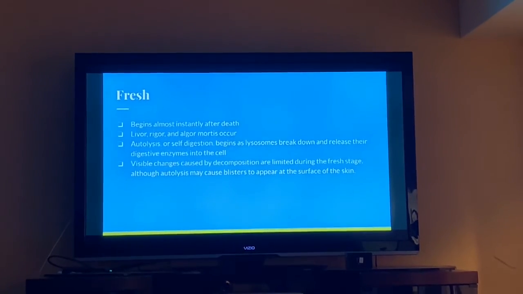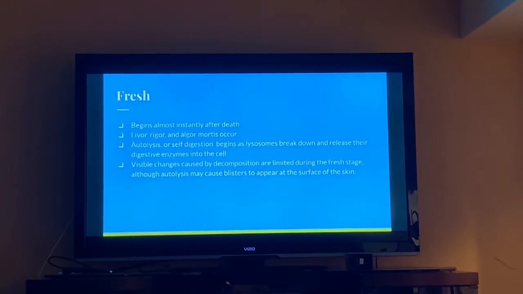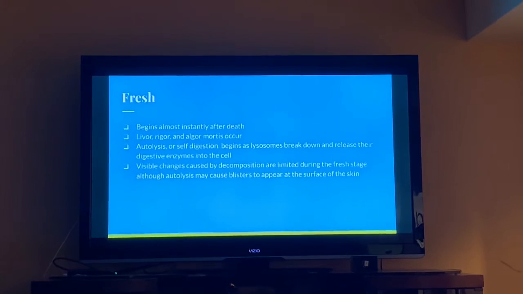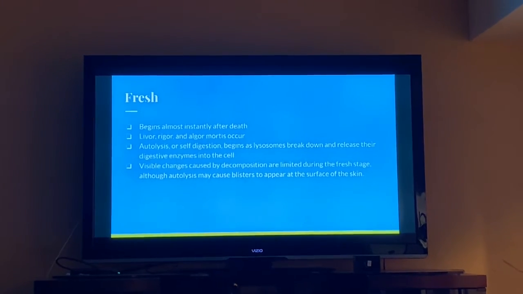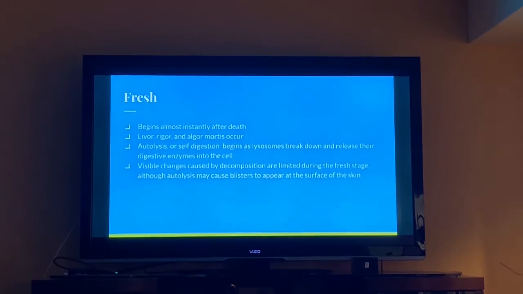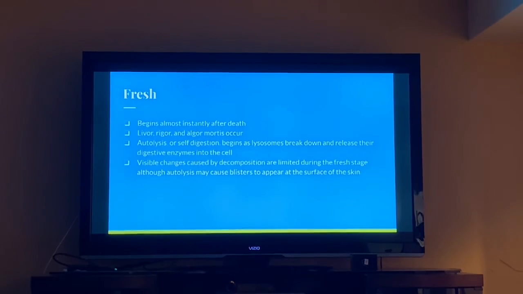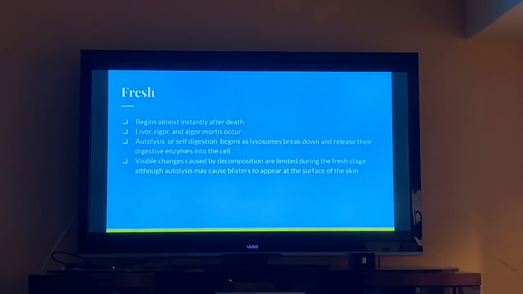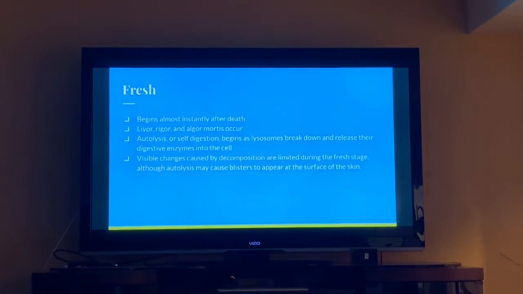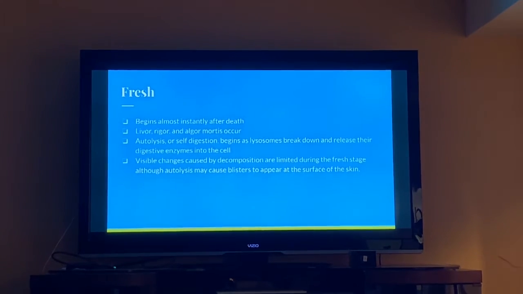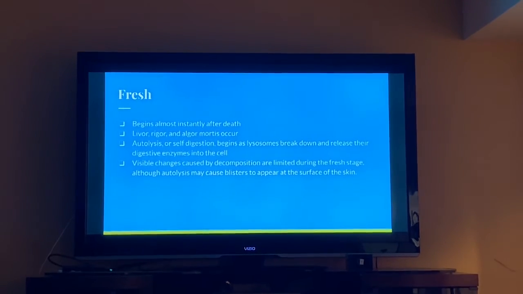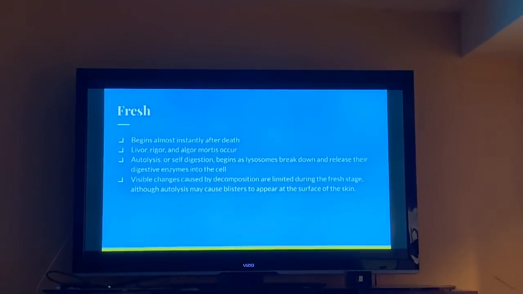Next here, we have fresh. If you're wondering what fresh is, I'm going to tell you right now. Well, fresh begins almost instantly after death. Livor, rigor, and algor mortis occur. Autolysis, or self-digestion, begins as lysosomes break down and release their digestive enzymes into the cell. Visible changes caused by decomposition are limited during the fresh stage, although autolysis may cause blisters to appear at the surface of the skin.